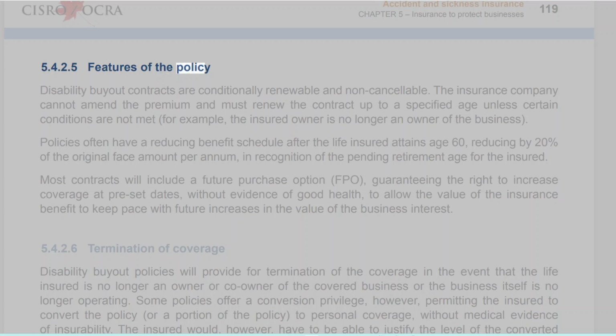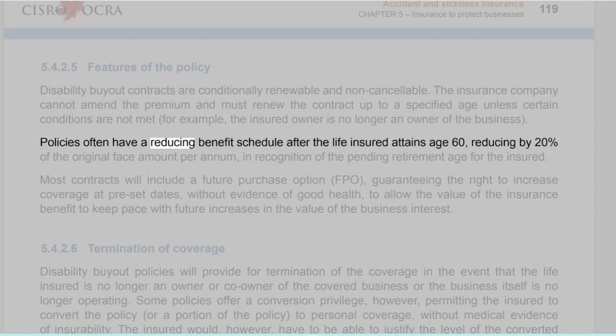5.4.2.5 Features of the policy. Disability buyout contracts are conditionally renewable and non-cancelable. The insurance company cannot amend the premium and must renew the contract up to a specified age unless certain conditions are not met. For example, the insured owner is no longer an owner of the business.